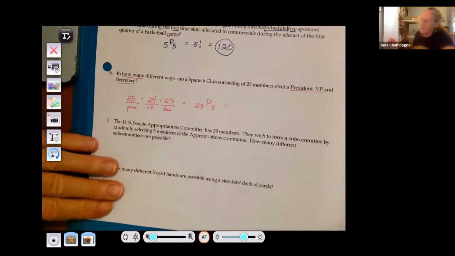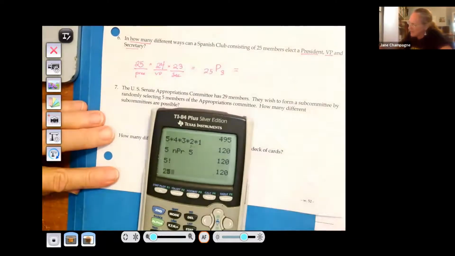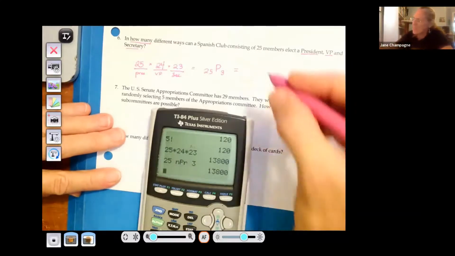Okay, so either way, 25 times 24 times 23, or 25 permute 3, is 13,800.